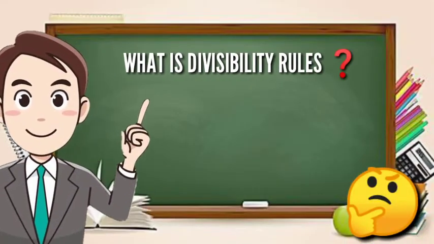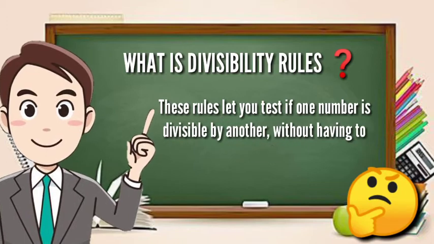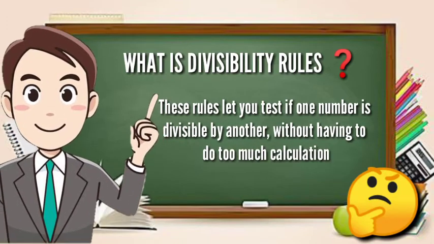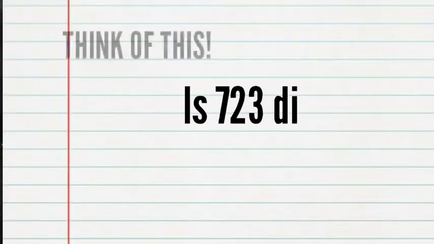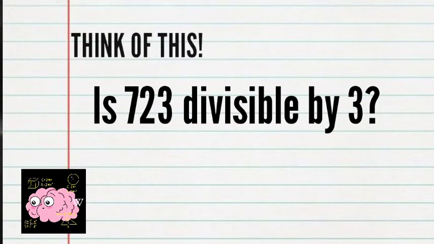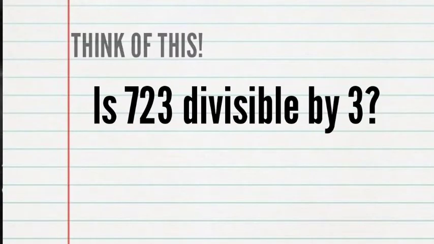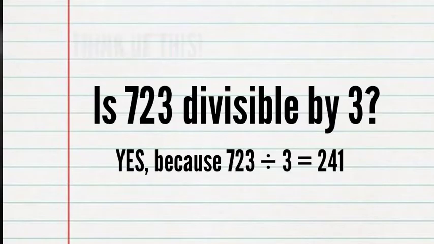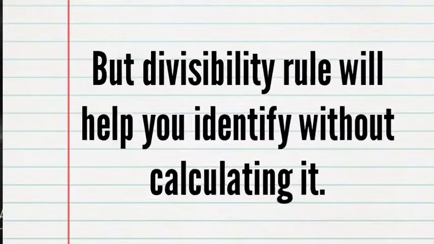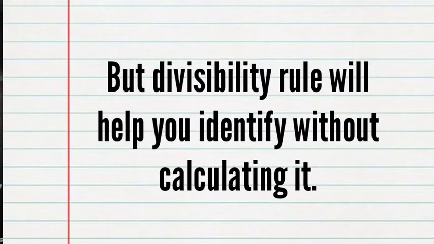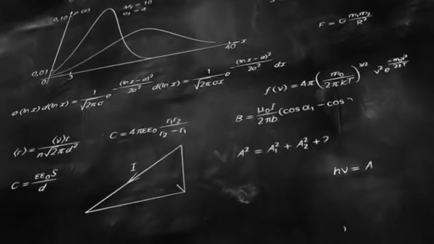What are divisibility rules? These rules let you test if one number is divisible by another without having to do too much calculation. Think of this: is 723 divisible by 3? Yes, because 723 divided by 3 is equal to 241. But a divisibility rule will help you identify this without calculating it.